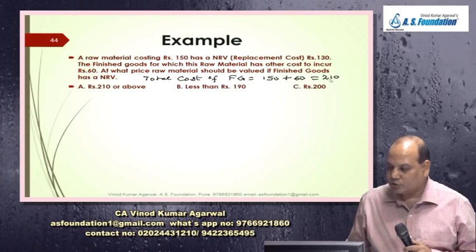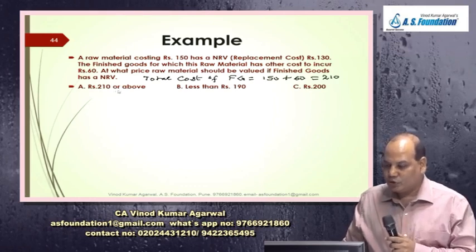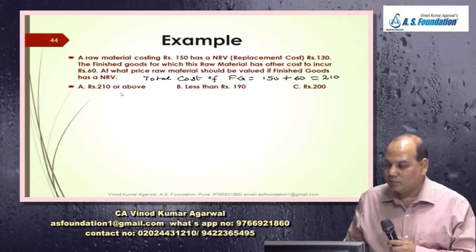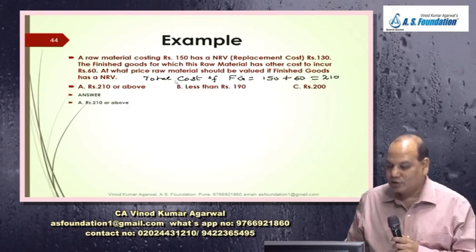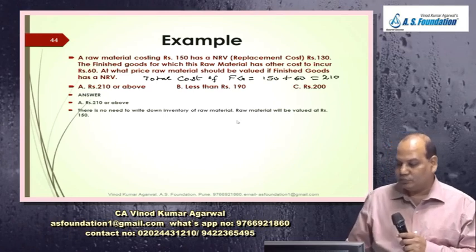My total cost of finished goods as we discussed is 210. Situation number A is finished goods will be sold at 210 or above, which means am I recovering my entire cost of raw material? So even though in this scenario number A the replacement cost is lower, still we are going to value the inventory at cost, which means my first answer will be 150 rupees.